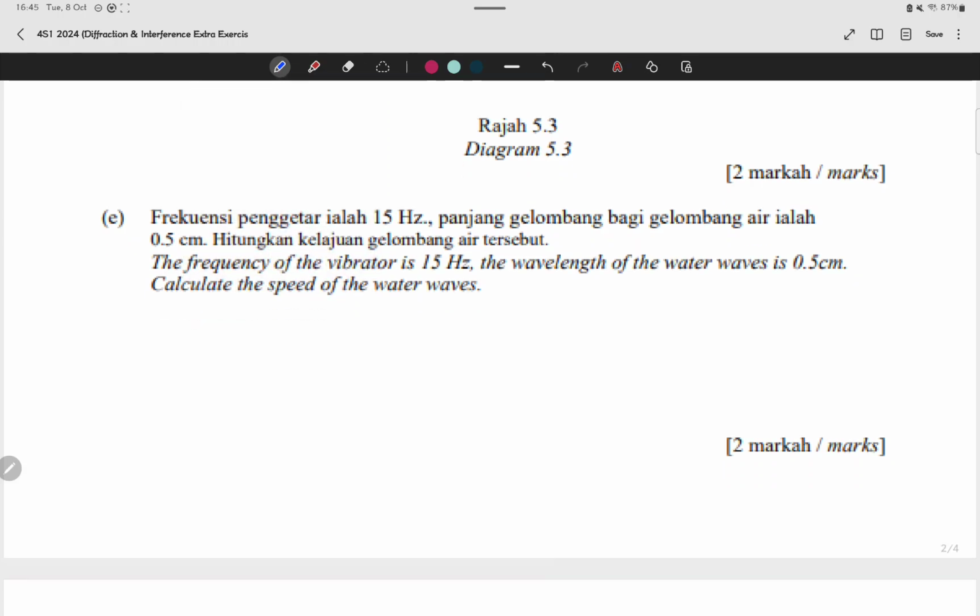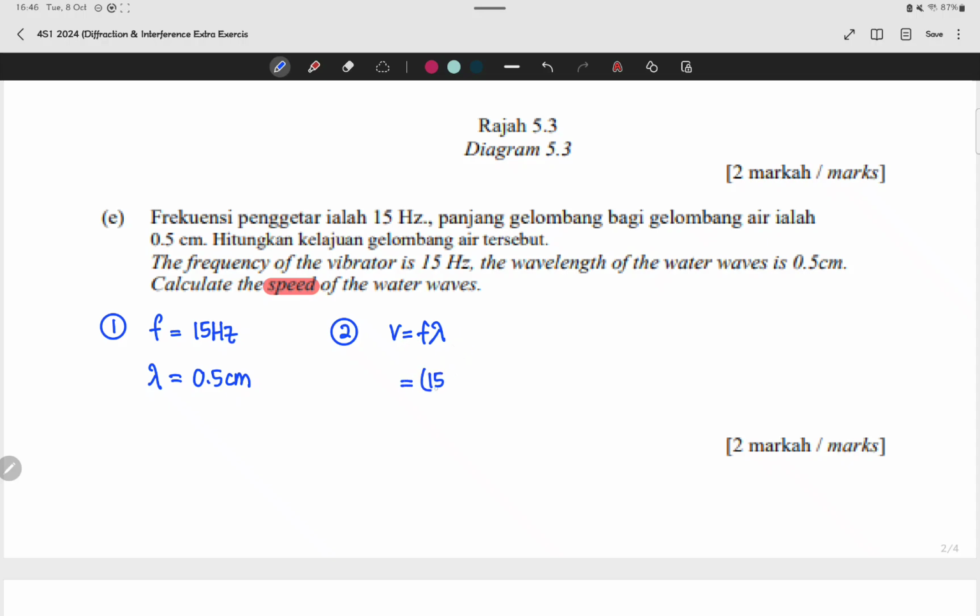The frequency of the vibrator. Okay, so first step, what do you do? List back all the information given. Okay, and then the wavelength given is 0.5 cm. So calculate the speed. So first step, you write all the information given. Second step, you write the formula. Okay, now we want to find speed, right? Speed. Okay, so v equals f lambda.